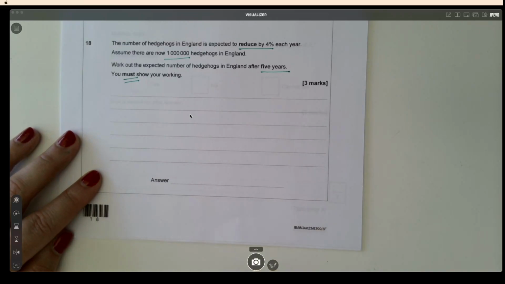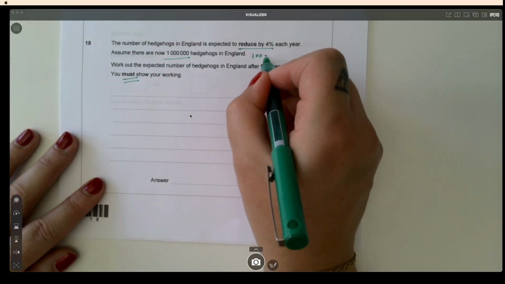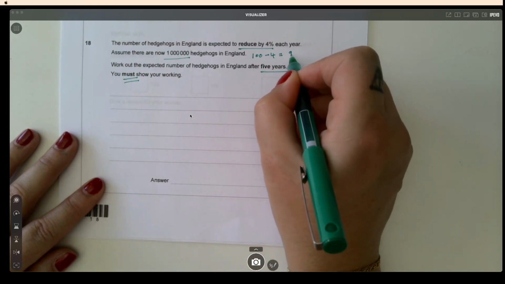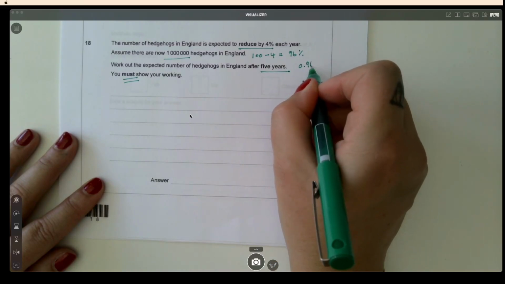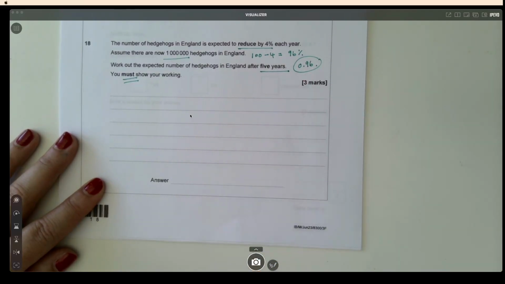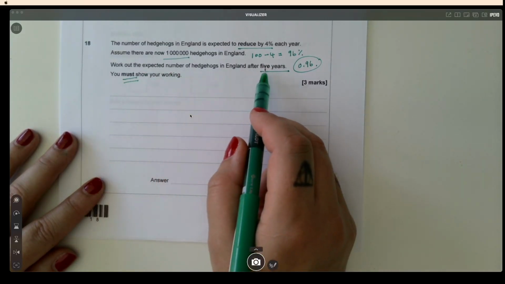Okay, so if we're reducing by 4% each year, 100% subtract 4 would be 96%. 96% as a multiplier is 0.96. So this is what we're going to use in our calculation to reduce by 4% each year. Now it wants the expected number of hedgehogs after 5 years.